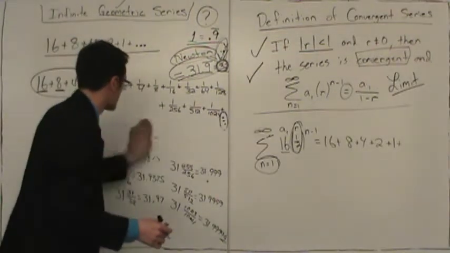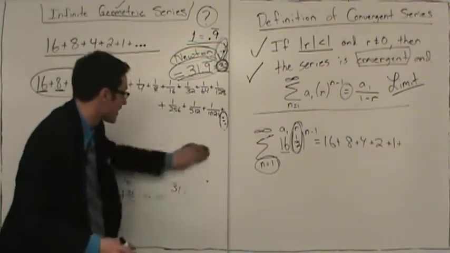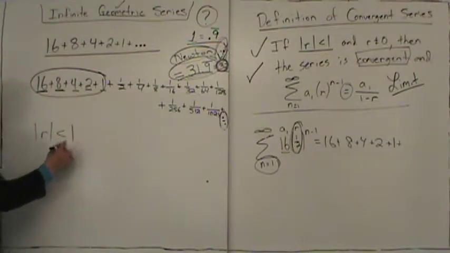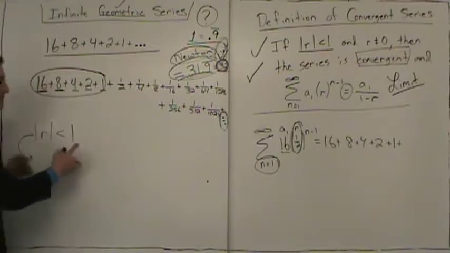Let me erase all this off the board. The absolute value of r is less than 1 means what? Okay, we have to understand what this means. Absolute value of r is less than 1 means what? Solve it. We're looking at an absolute value inequality.